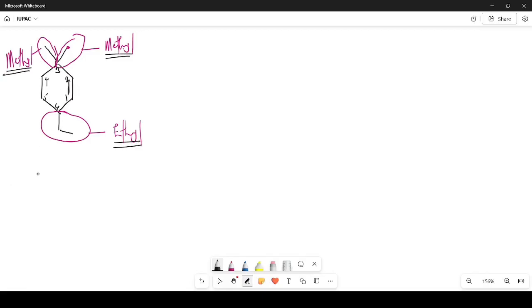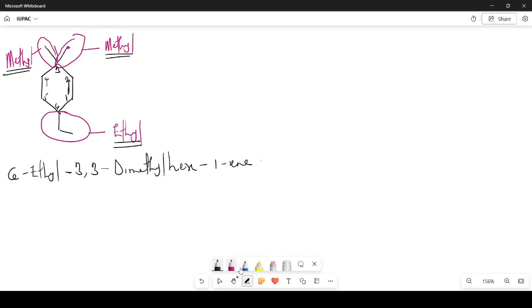Now let's go ahead and name. So how are we going to name? You start alphabetically, don't forget that. So this one will be 6-ethyl-3,3-dimethyl. We are done naming the substituent, so we can go ahead and name the parent now, which is what? Hex. Hex what? We have a double bond. You cannot say hexane. So you say what? It is hex-1-ene?